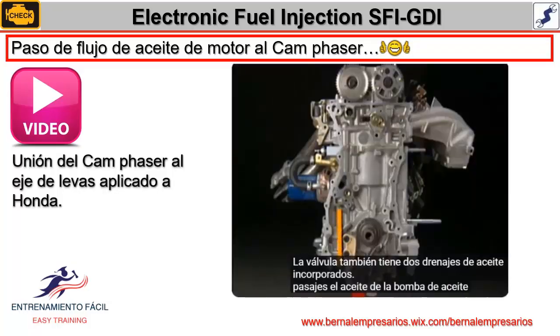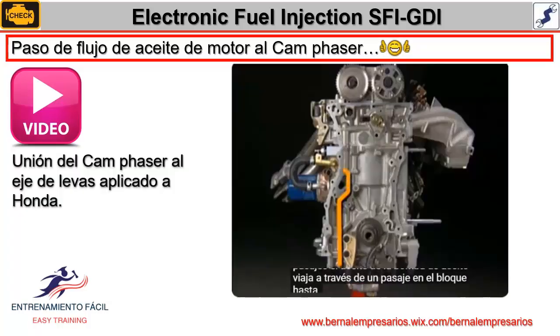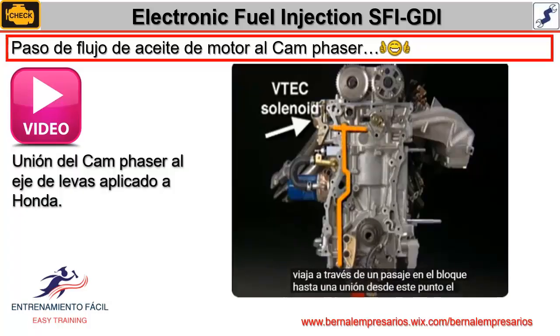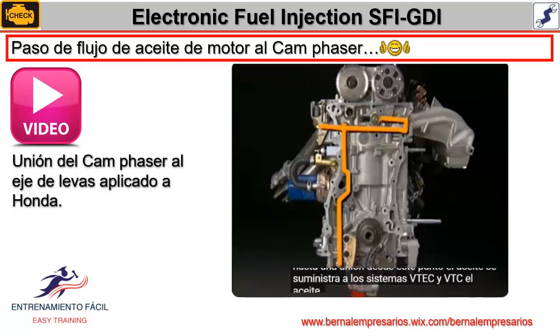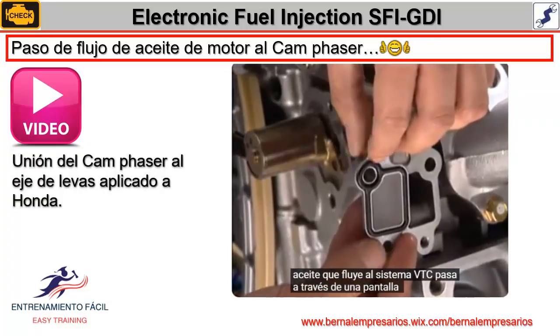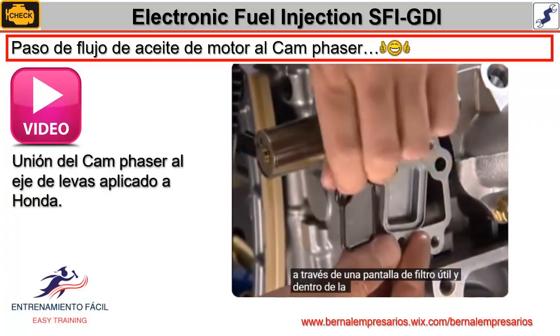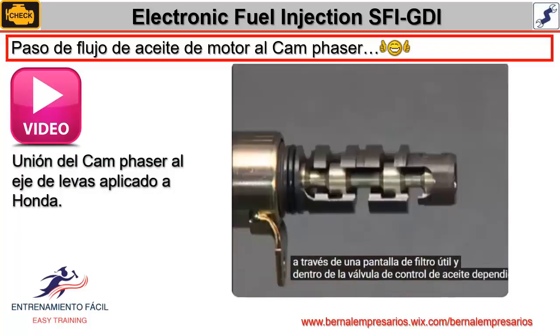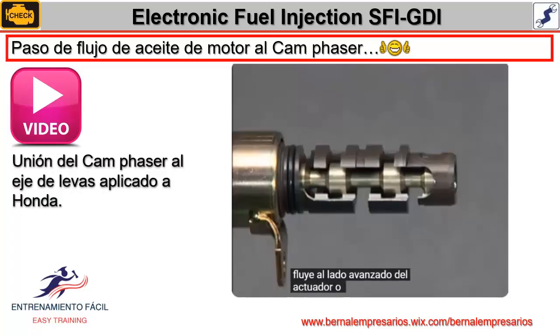Oil from the oil pump travels through a passage in the block to a junction. From this point, oil is supplied to both the VTEC and VTC systems. Oil flowing to the VTC system passes through a serviceable filter screen and into the oil control valve. Depending upon the position of the spool valve, oil flows to either the advance side of the actuator or to the retard side. The valve only has two positions.